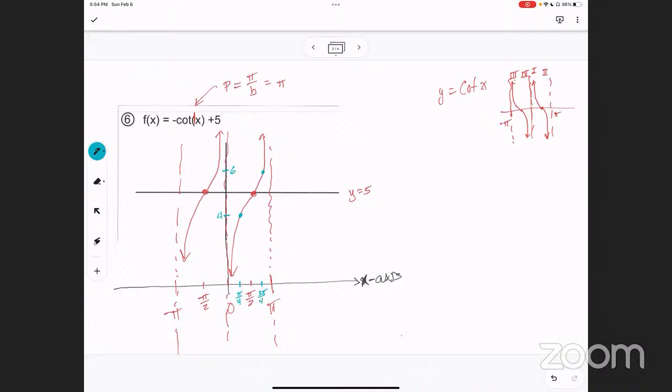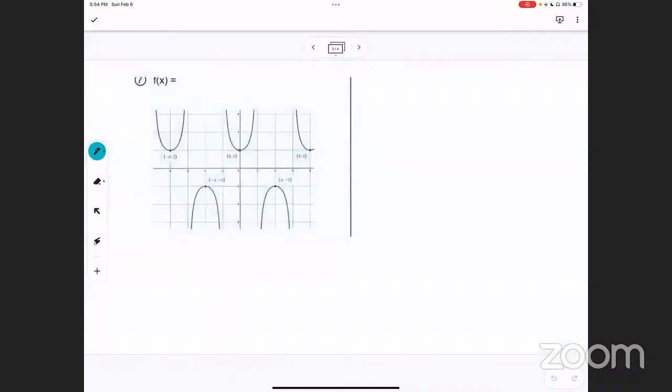And I'm only doing that because that's something you can check. Let's plug that in and check. What's the negative cotangent of pi over 4 plus 5? Well, the cotangent of pi over 4 is 1. So that's negative 1 plus 5, which is positive 4. Got it? See how that works? So there's your cotangent graph and how to graph it.